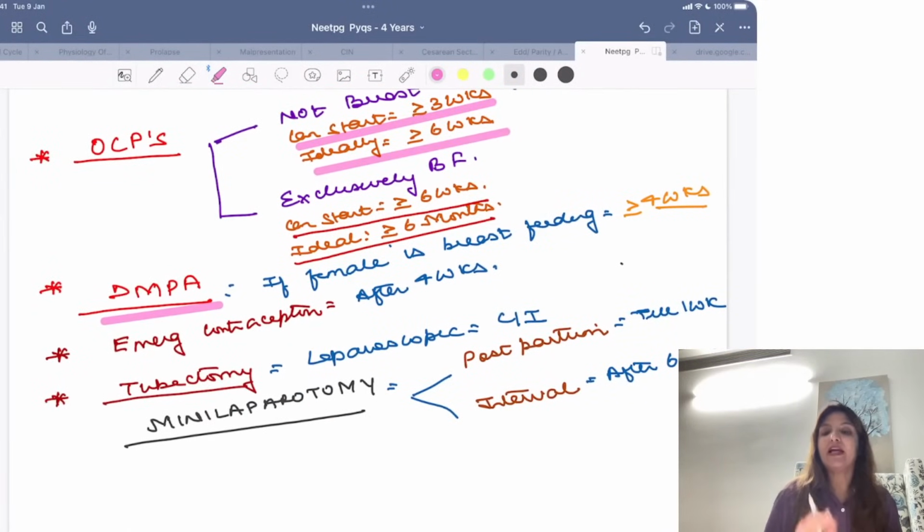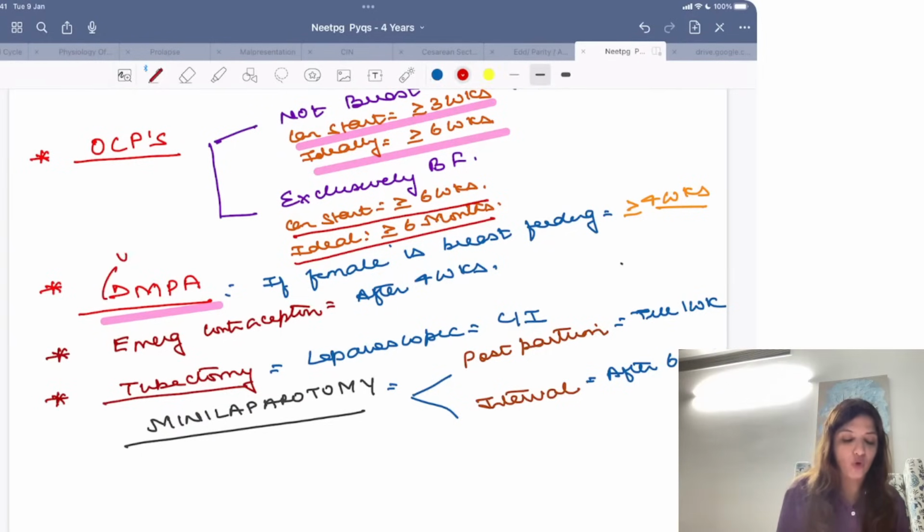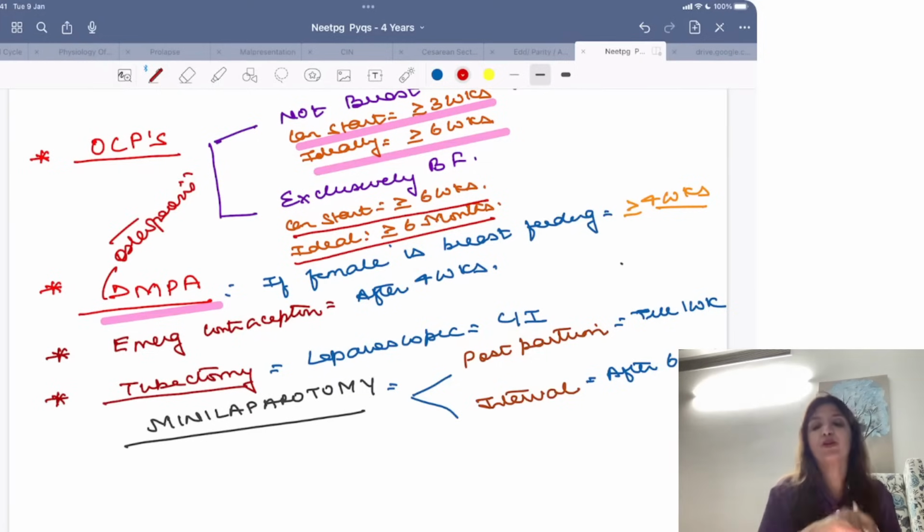DMPA, if a female is breastfeeding, we avoid DMPA till 4 weeks. Why? Because DMPA has a problem: it leads to osteoporosis. It decreases bone mineral density. And if a female is breastfeeding, up till 4 weeks, I do not prefer DMPA.